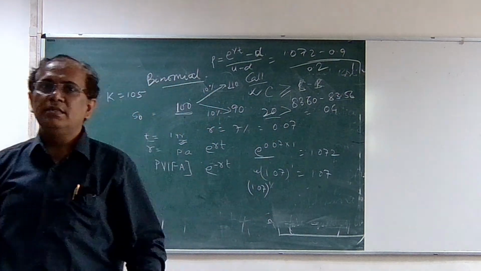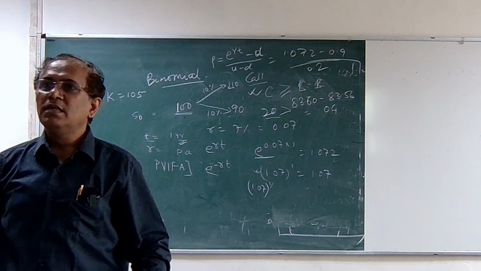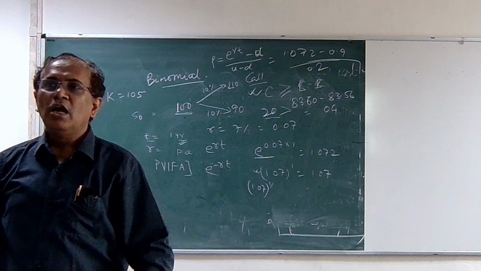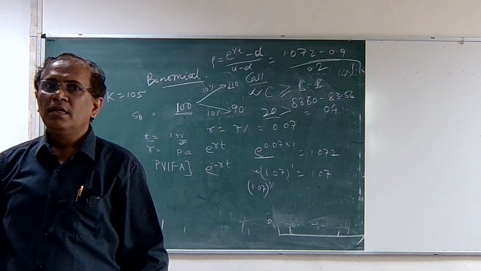This is U minus D, 1.1 minus 0.9, which is 0.2. What is the value? How much is P coming to? Give me the answer.